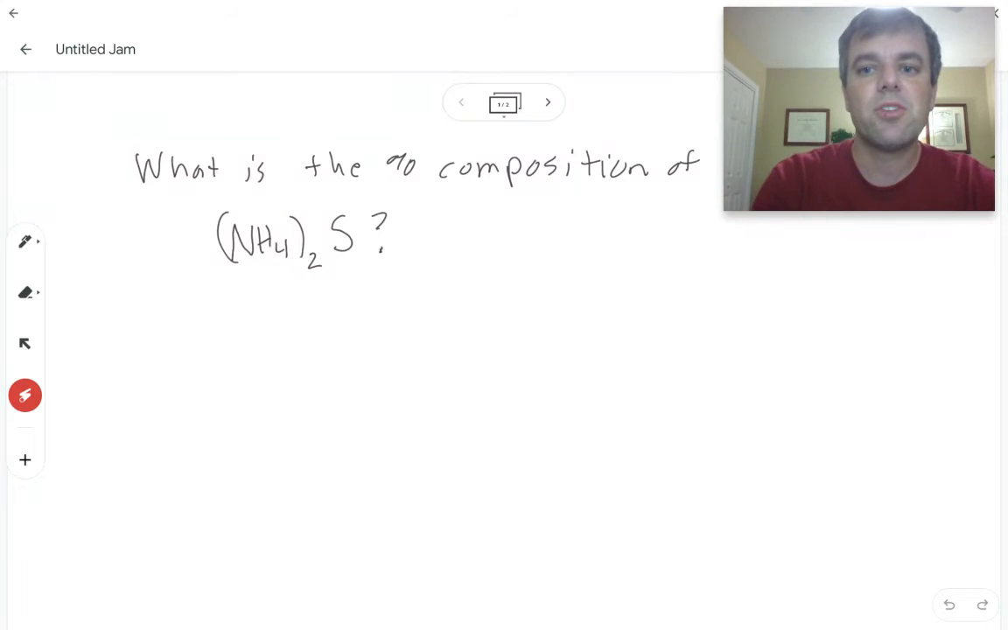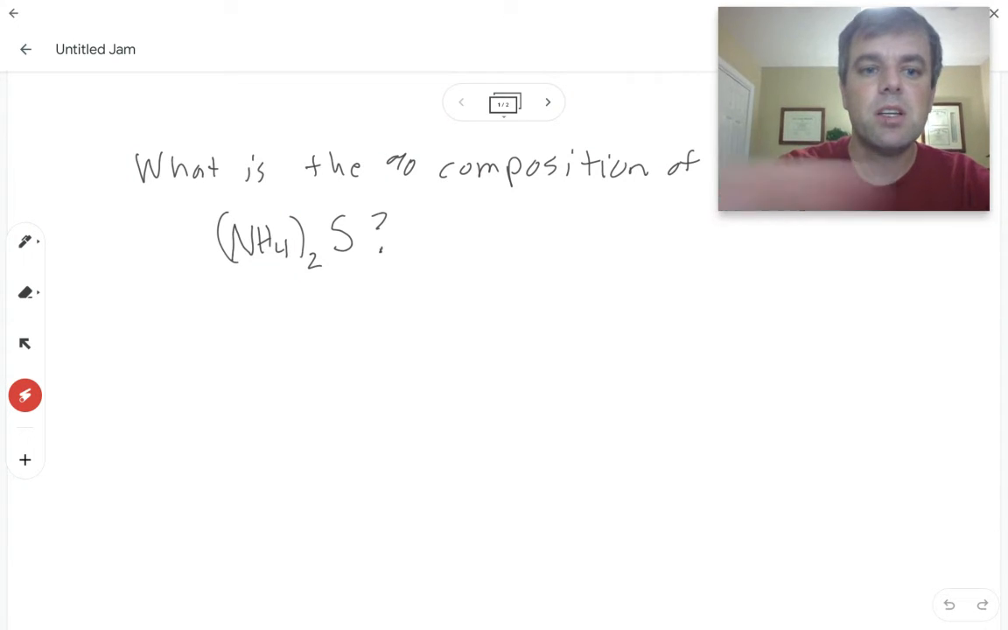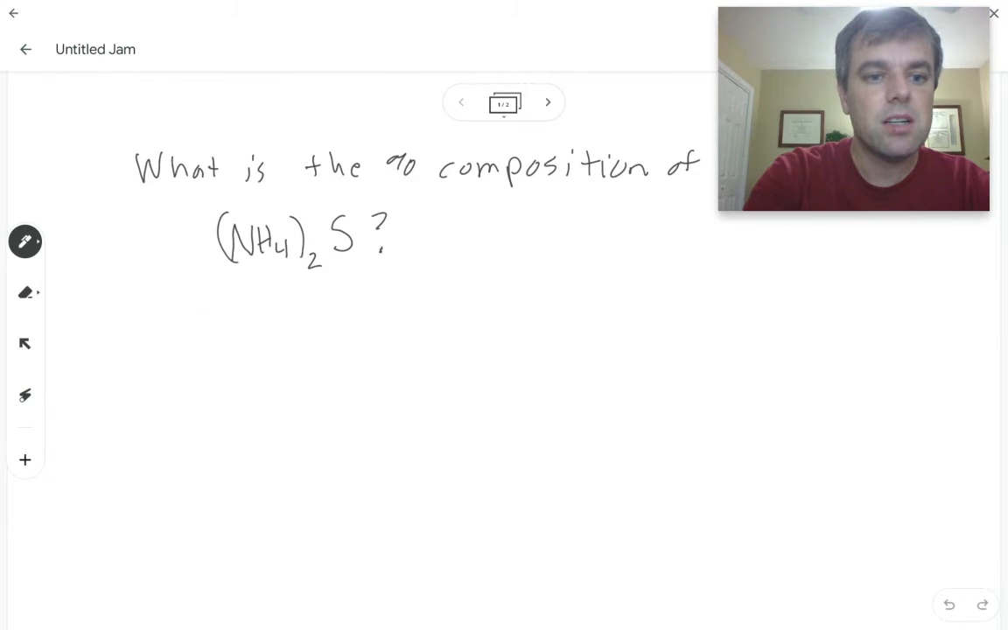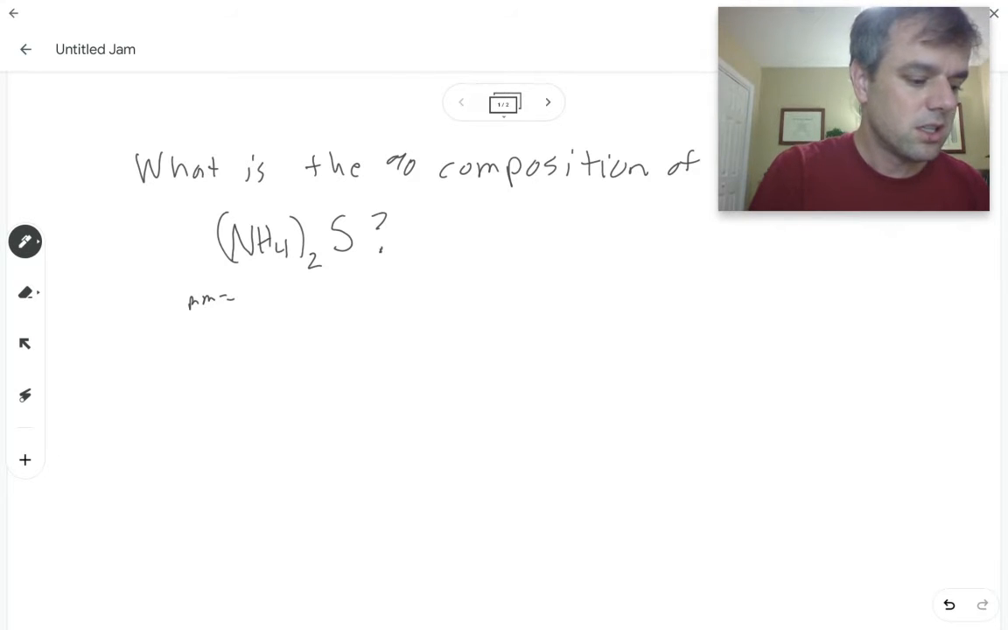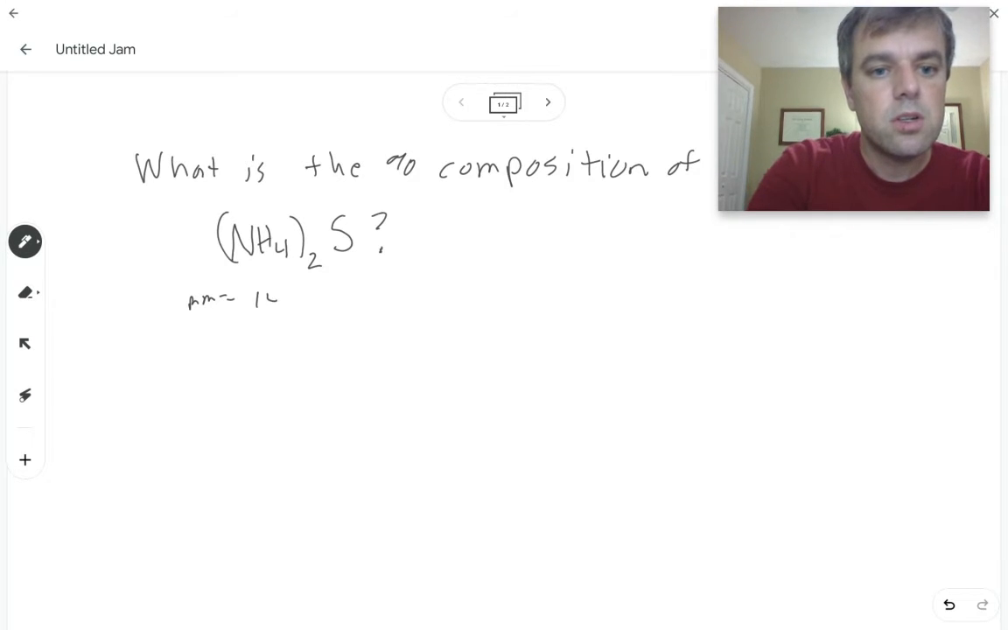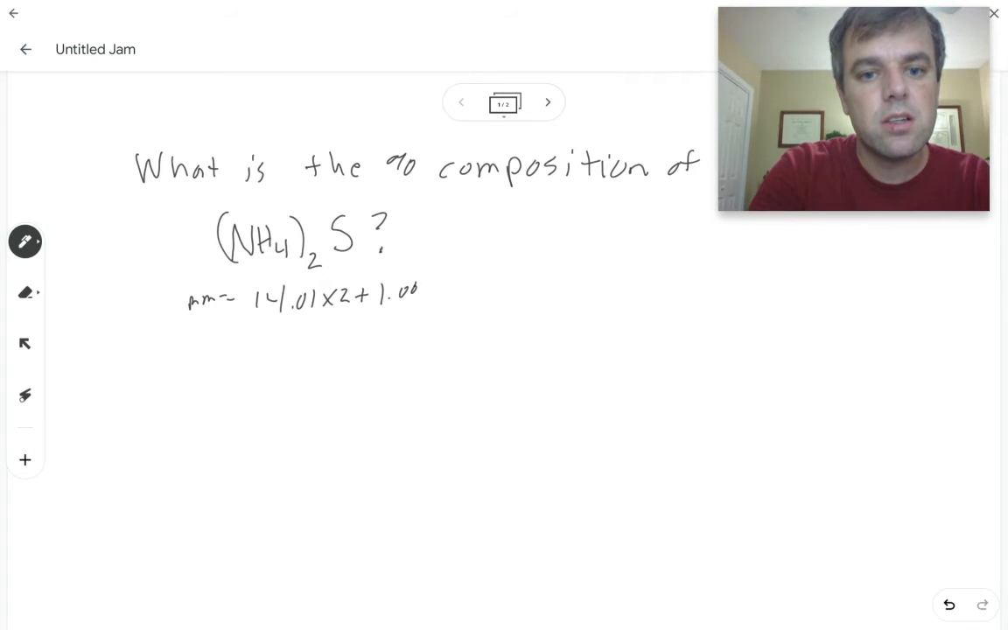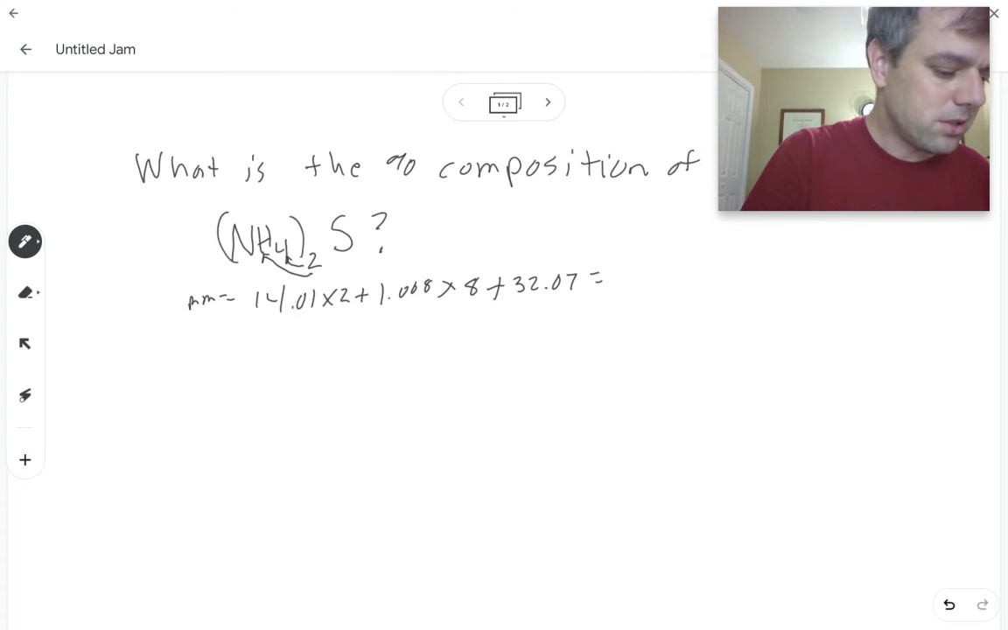So I want to find the percent composition of ammonium sulfide. So the first step is to find the molar mass of the compound. So we're going to take the mass of nitrogen times 2 plus the mass of hydrogen times 8, because keep in mind this 2 out here gives us 2 nitrogens and 8 hydrogens, plus the mass of sulfur. So we add all that up.